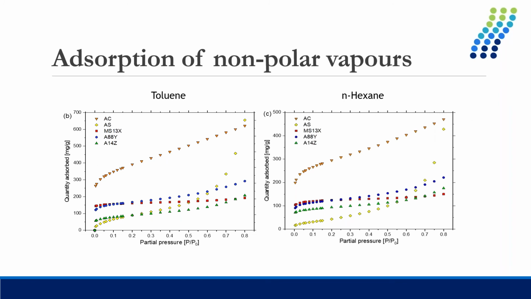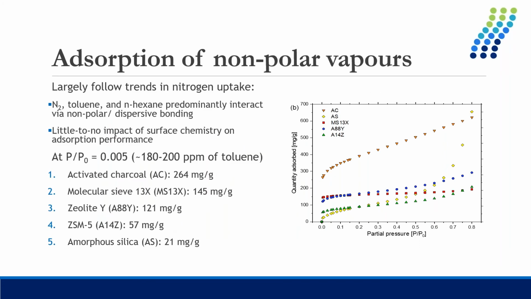So moving on to vapor isotherms, you've seen some isotherms before, so I'll assume you know what we're measuring here. But we can see that for toluene and hexane, we have fairly similar isotherm shapes, and these largely follow the trends we were seeing in nitrogen uptake. So nitrogen, toluene, and n-hexane predominantly interact through non-polar or dispersive interactions, so they don't contain any significantly polar groups. And so there's little to no impact of surface chemistry on the adsorption performance, and it's largely dictated by the microporosity and the BET surface area of the materials.